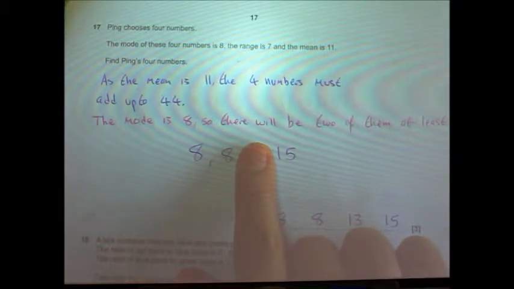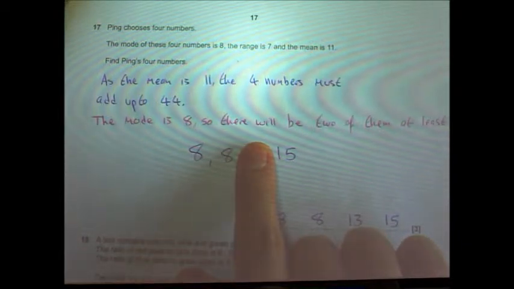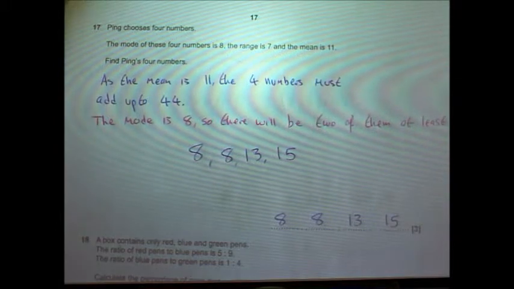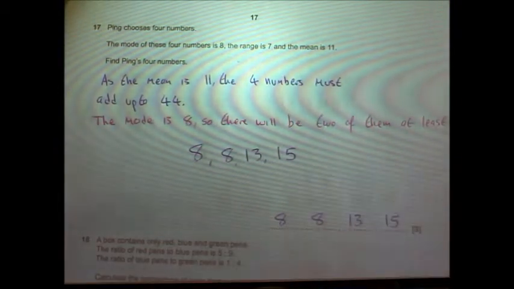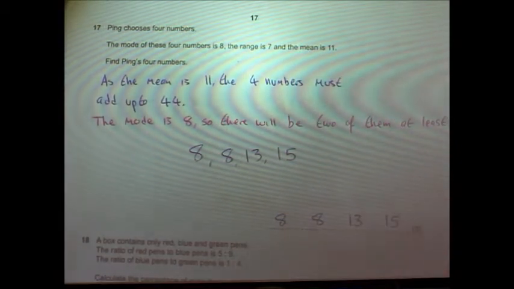So I added those three up. 8 add 8 is 16, add 15 gives you 31. So that means to get to 44, we need 13 more. And those four numbers, and I believe they're the only four numbers, can give the information we need above. So a little bit fiddly for 3 marks, but you need to know your averages well, and then knowing what I've written down here, you should be able to work them out. The next one, 4 marks. It's another ratio question.